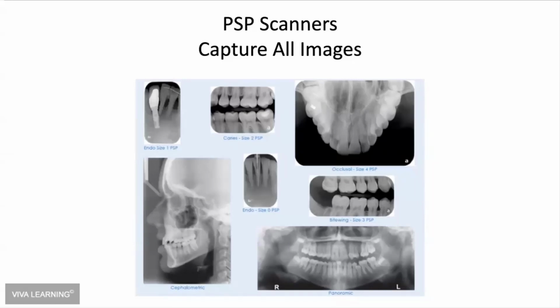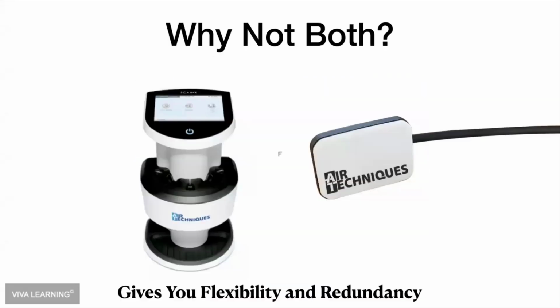Now, not every phosphor plate scanner can accommodate every size of plate. So when you're doing this, you have to consider that also. Are you going to be using occlusal films? Will that fit into the scanner? Most of them will take a number 1 or 2, but when you get to these other sizes, you have to understand that you have to buy the proper scanner to be able to take those other images.